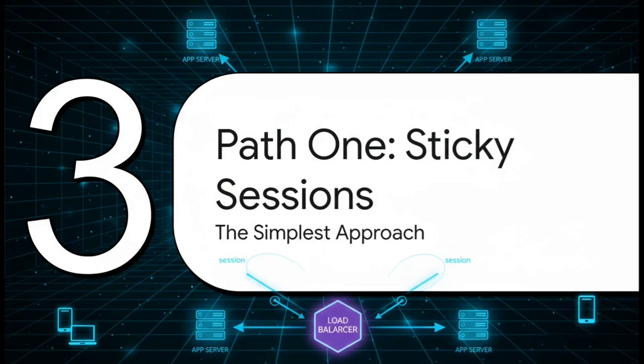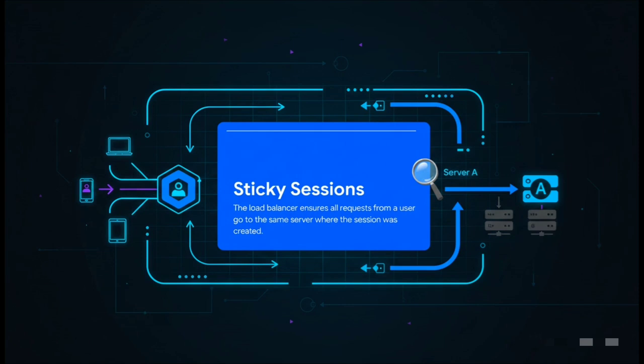Okay, so how do we fix this mess? Let's take a look at our first option, what we'll call Path 1, sticky sessions. This is usually the first thing people try, mostly because it's the most direct and, well, obvious approach. The idea behind sticky sessions is pretty simple. We basically just tell the traffic cop, our load balancer, hey, once you send a user to server A, you have to make sure that all of their future requests also go to server A. That's it. The session sticks to that one server.